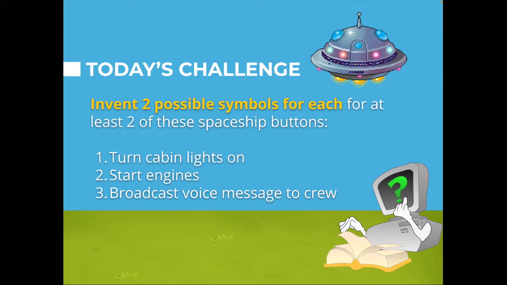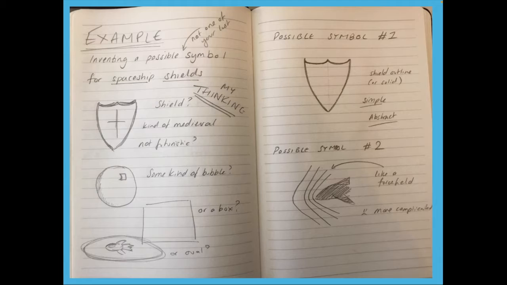So your 3 options to pick from are to turn the cabin lights on, so that means turn the lights on around you, to start the engines of the spaceship, and the third one is to broadcast a voice message to the crew. So this would mean like a big omnipresent godlike voice that goes around the spaceship from the captain potentially. So have a look at the 3, pick one you like the most, and this is an example of what you're going to create.